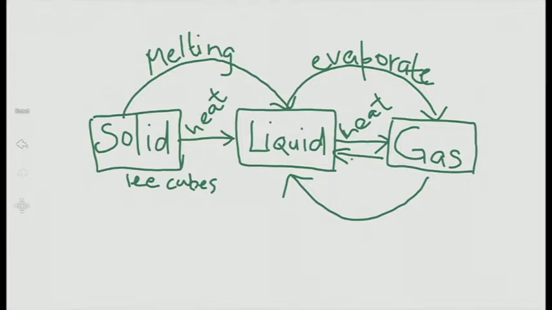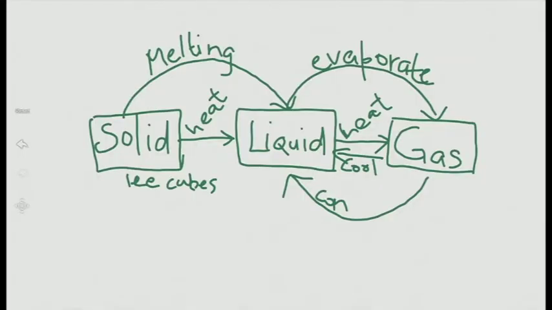We can cool it. We can cool the vapor. Remember earlier on, we mentioned water vapor as the gas state. So we can cool the gas. What then is the gas doing while it is cooling? It is condensing. So here we can write condensation.